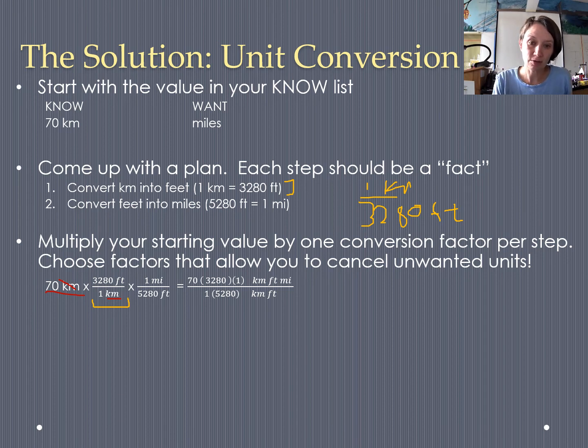If I use this other conversion factor, the kilometers would have been on the top up here. That's not going to cancel out with the kilometers that we had originally, so we're not going to change the units the way we want. So you choose a conversion factor that's going to let me cancel the unwanted units.